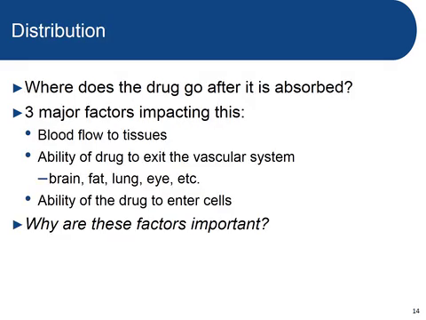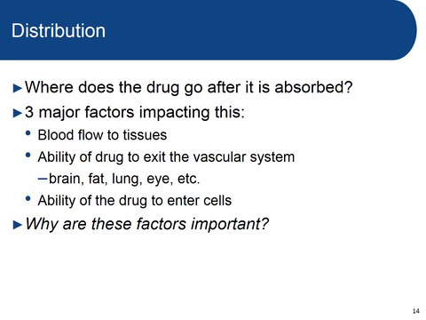All right, so let's move on to distribution. Remember, distribution is about where the drug goes after it's absorbed. Some of the factors that impact this are probably common sense. Blood flow: if you've got a lot of blood flow to that particular tissue, then the drug will probably be distributed well from the site of administration. How able is the drug to exit the vascular system? For example, can the drug easily get into the brain?